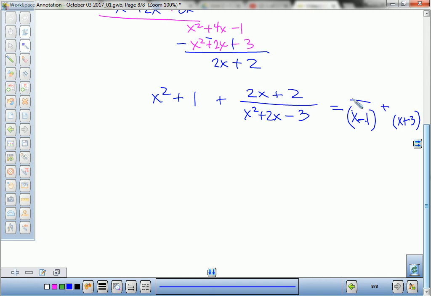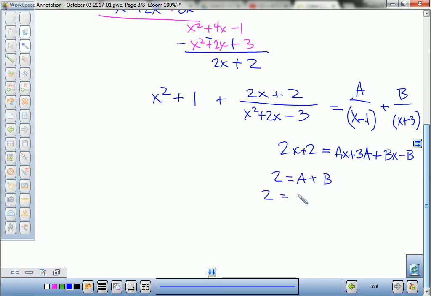Okay, so we've got linear terms here, so I just need an A and a B, right? That is correct. The A gets multiplied by the x plus 3, so it makes Ax plus 3A. The B gets multiplied by the x minus 1, so it makes Bx minus B. And that's equal to 2x plus 2. So 2 equals A plus B, and 2 equals 3A minus B. So 4A equals 4. A is 1. So B is 1.